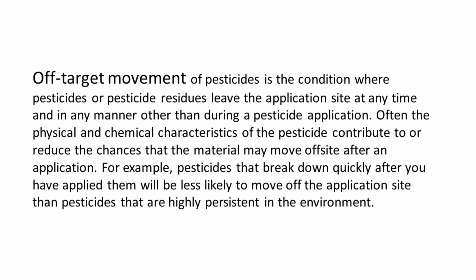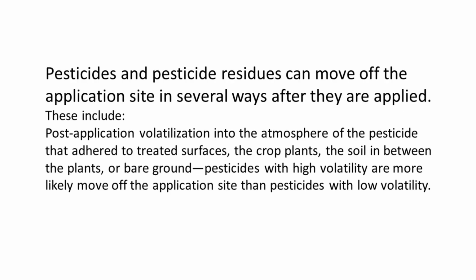Off-target movement of pesticides is the condition where pesticides or pesticide residues leave the application site at any time and in any manner other than during a pesticide application. Often the physical and chemical characteristics of the pesticide contribute to or reduce the chances that the material may move off-site after an application. For example, pesticides that break down quickly after you have applied them will be less likely to move off the application site than pesticides that are highly persistent in the environment.